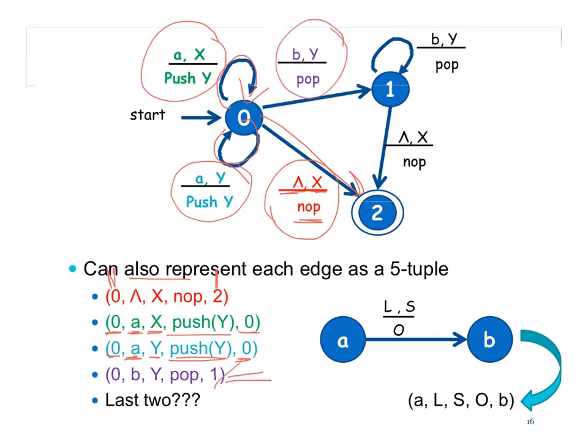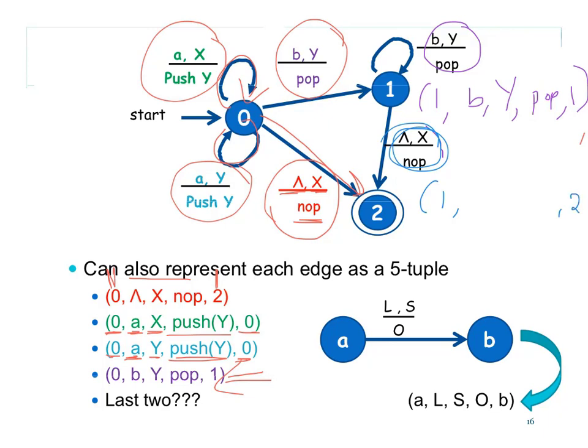This one looks like that, and I'm just asking you, what should the 5 tuple be for the last two here? So let's do this first 5 tuple. Well, the first one here, this one is what I'm working on. You're starting at state 1, you are ending at state 1, and you see B, there's a y at the top of the stack, then you pop. For this other transition here, let's do it in a different color, right? You are starting at state 1, you are ending at state 2. It's a free jump, a lambda, but you have to see an x there, and you do a no-op.